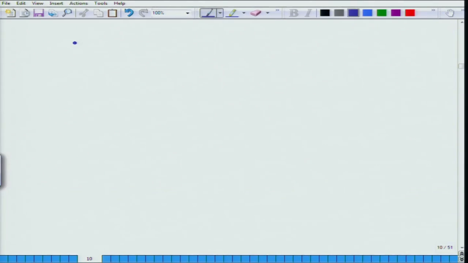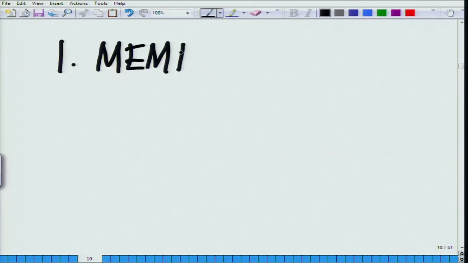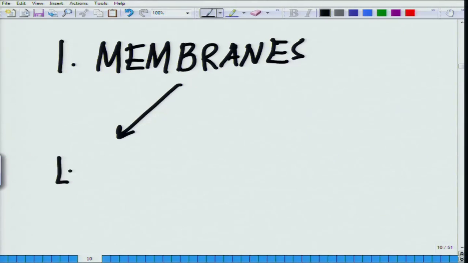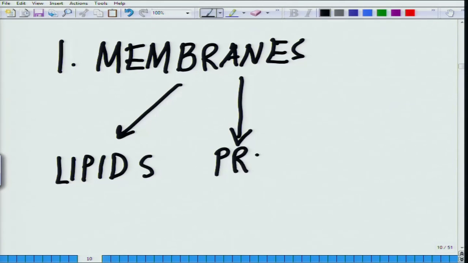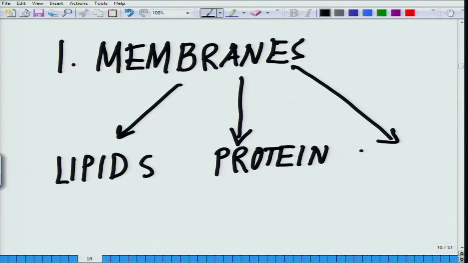So, most of them are made up of lipids and proteins, and on top of these proteins and lipids, there are carbohydrate molecules which are attached to them. In other words, the first common feature is that membranes are made up of lipids, one of the key components, proteins, another major component, and the third component is carbohydrates.